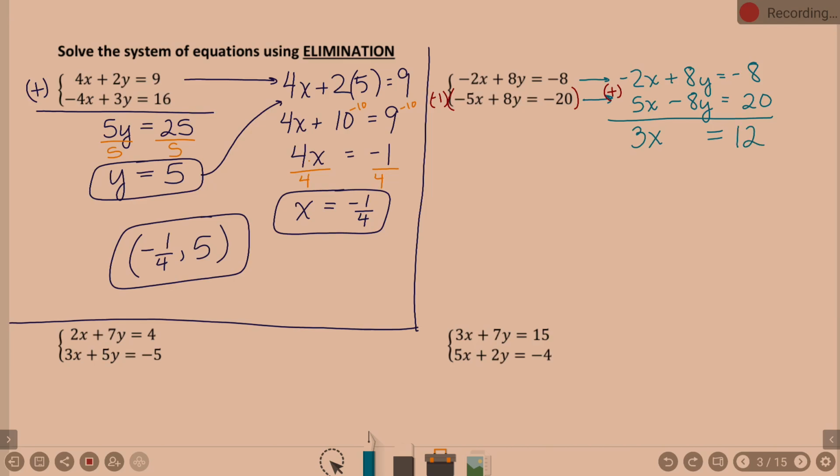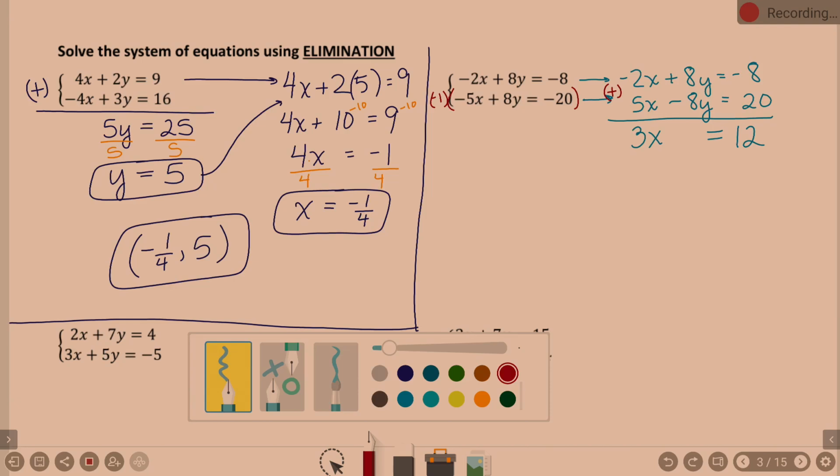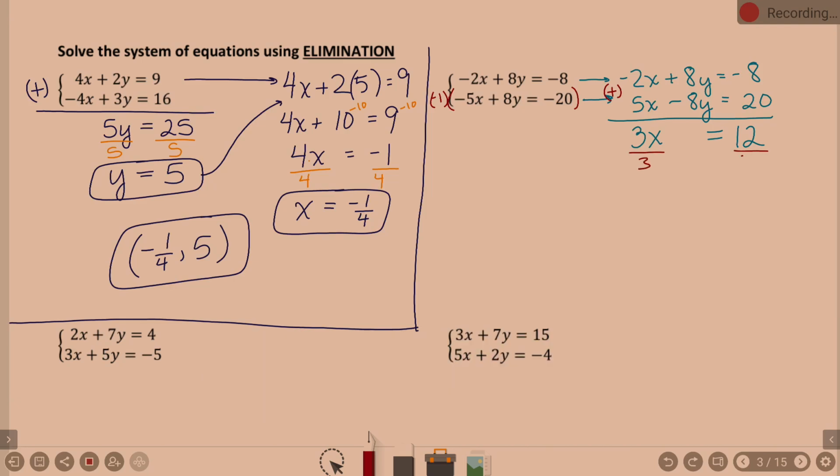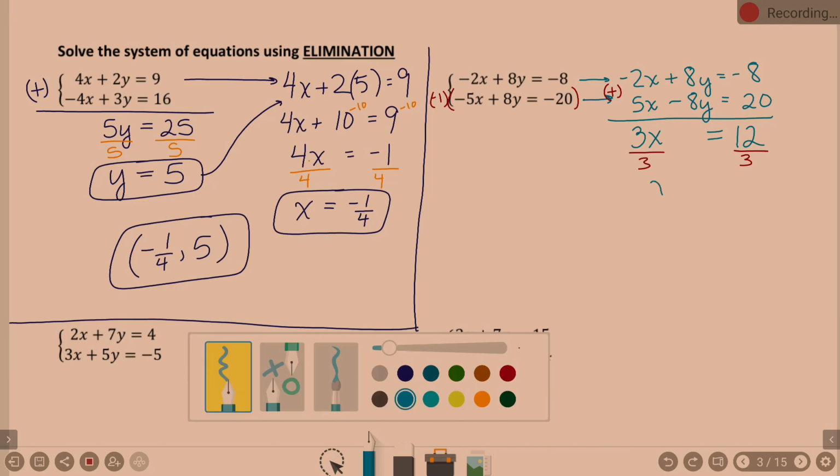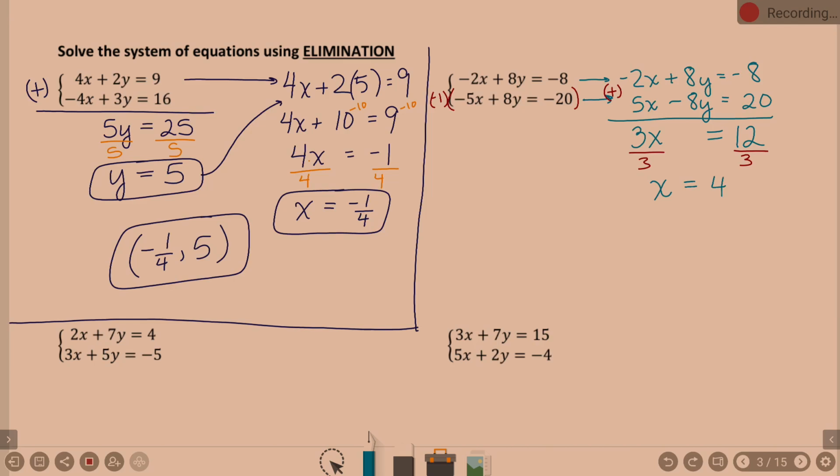Now, if anyone subtracted, did you get the same thing? You should have. Okay? If it's 3x equals 12, what do I do? Divide by 3. And x is going to be 4. Okay, am I done? No. Now what?